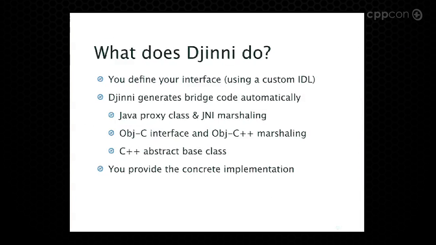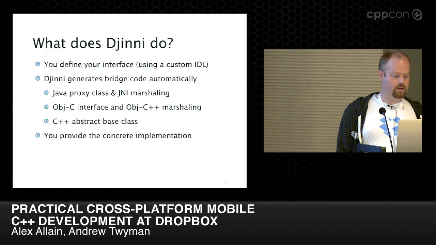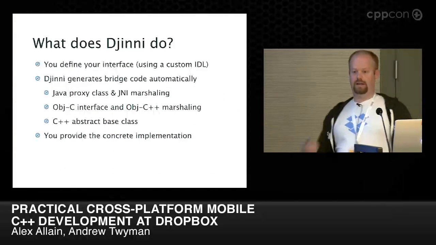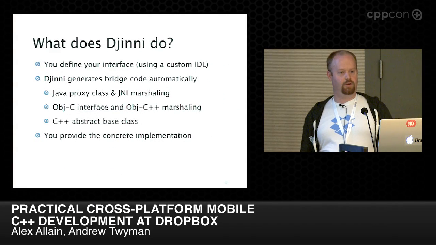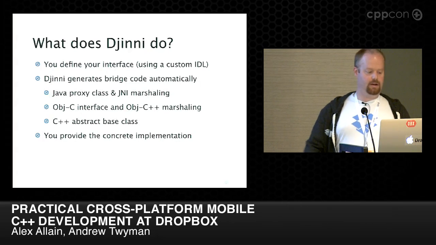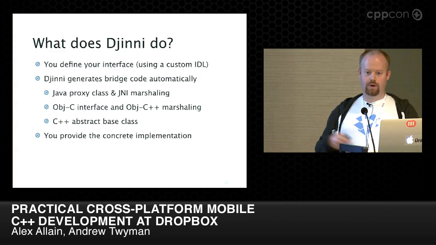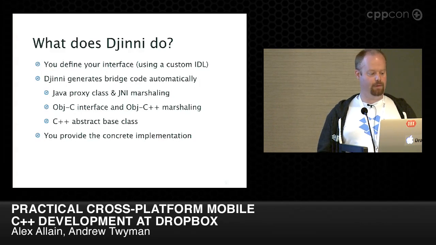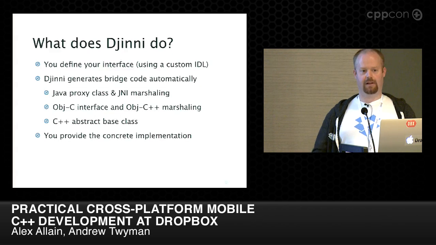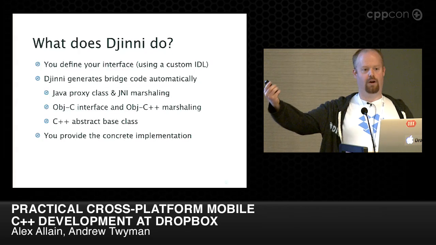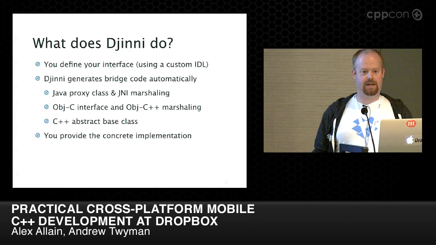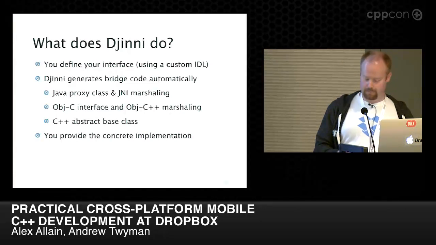So what does it do? As you mentioned, you put your interface in a custom IDL, which is pretty simple. Djinni generates the bridge code, does all the JNI marshalling, and gives you a Java proxy class that you can use from your Java code. Same thing in Objective-C. And your job in this case would be to implement an abstract base class in C++. Djinni provides the header file. You write the concrete implementation of that abstract base class.